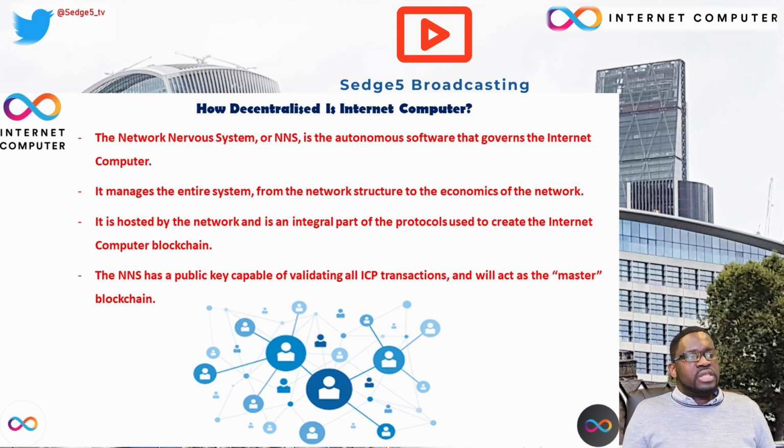It manages the entire system from the network structure to the economics of the network. NNS is hosted by the network and is an integral part of the protocols used to create the Internet Computer blockchain. By weaving together the node machines, it allows the Dfinity network to become both autonomous and adaptive. The NNS is a public key capable of validating all ICP transactions and will act as the master blockchain. The NNS also handles governance voting, covering the following areas.